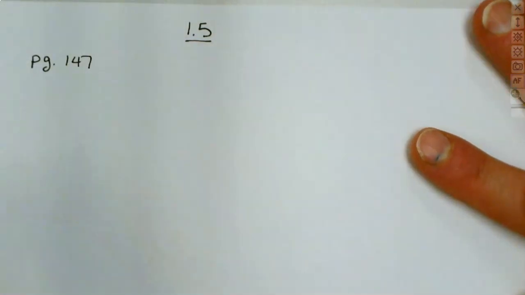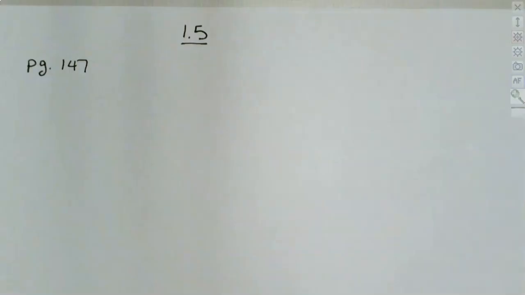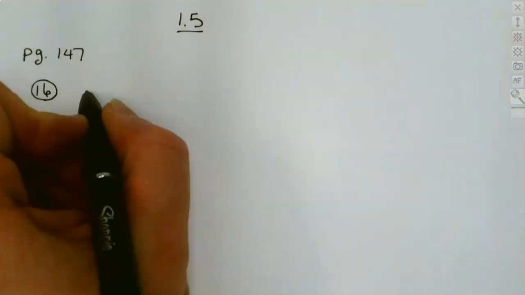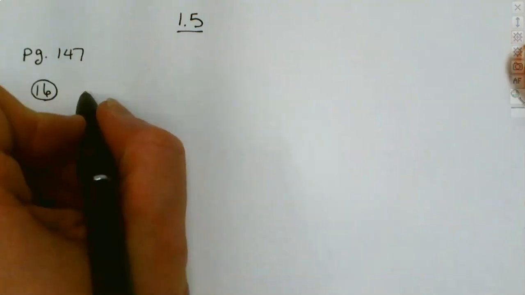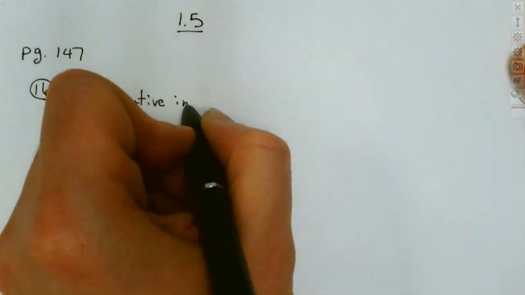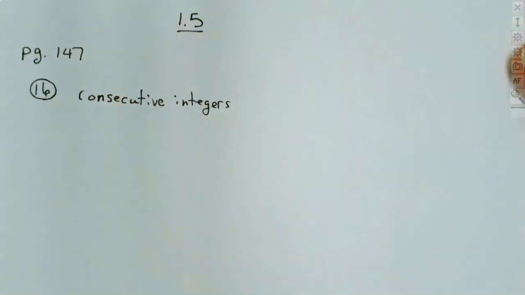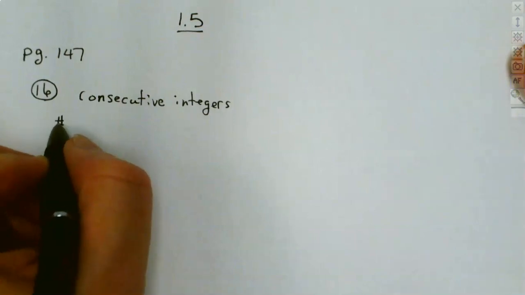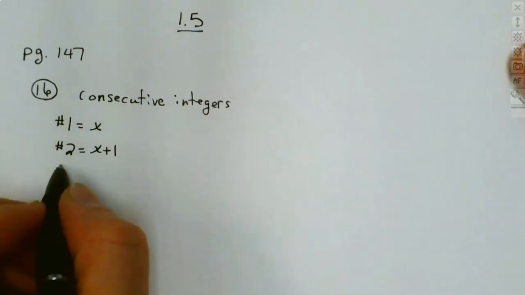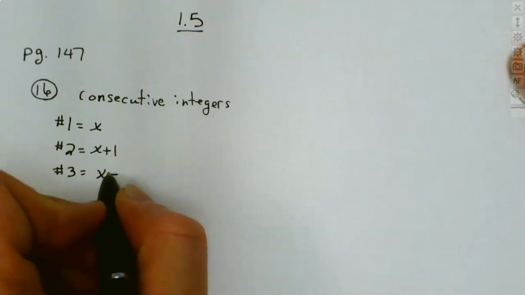So let's first remember how to set these up. This is going to be on page 147 of your textbook, and we're looking at question 16. These are consecutive integer problems. Now, how do consecutive integers work? Consecutive integers are back-to-back numbers. So just plain consecutive integers have a gap of 1. Our first number is always going to be called x. Our second number is x plus 1. And our third number, if we need it, would be x plus 2.